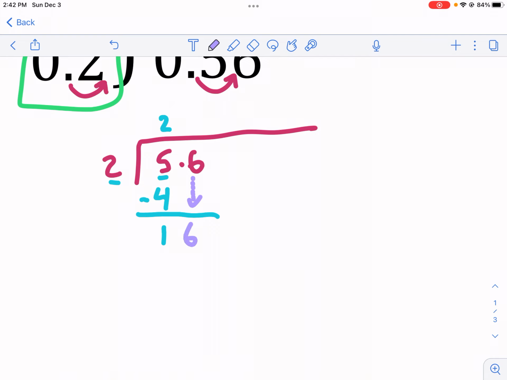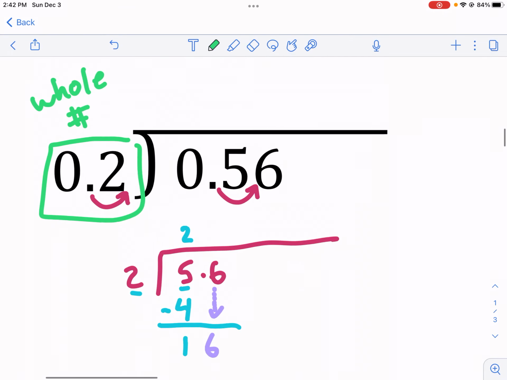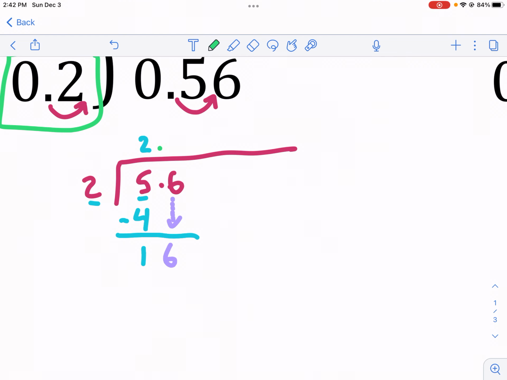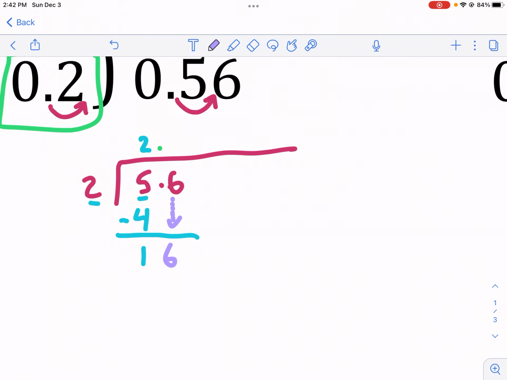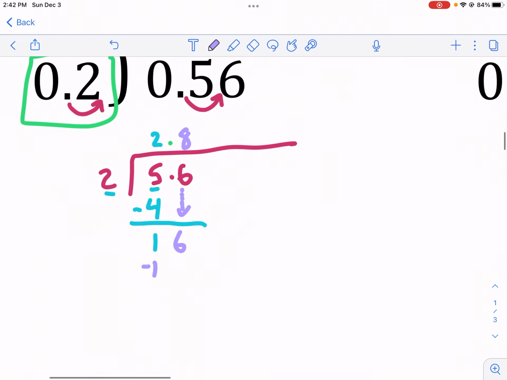So I have 6 there, I drop down, and now I have 16. Before I put it down, I need to carry this decimal up. Anytime you have a decimal right here and no decimal on the outside, just like I said, whole numbers right there, we can just plop that decimal right there, and then we proceed. So I'm going purple next. 2 goes into 16 8 times. So our answer is going to be 2.8. Remainder 0, by the way.